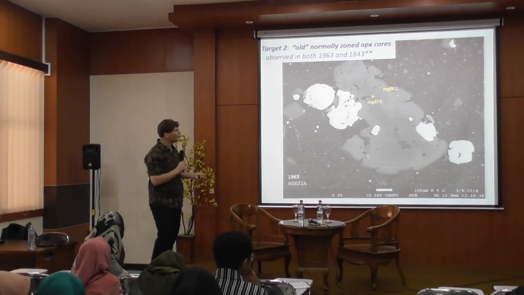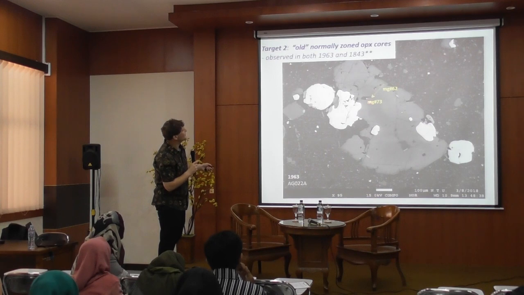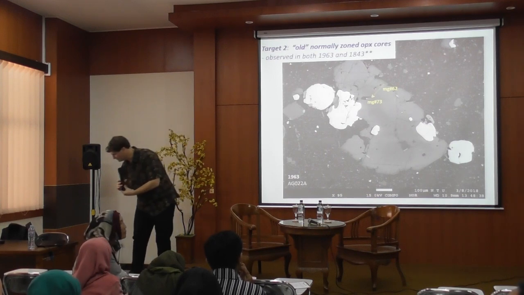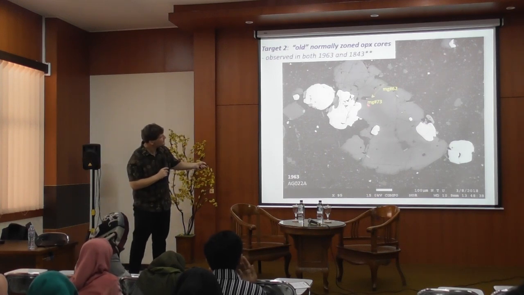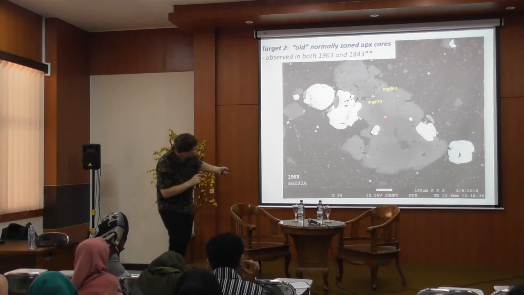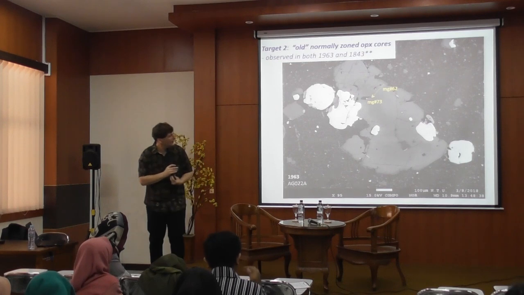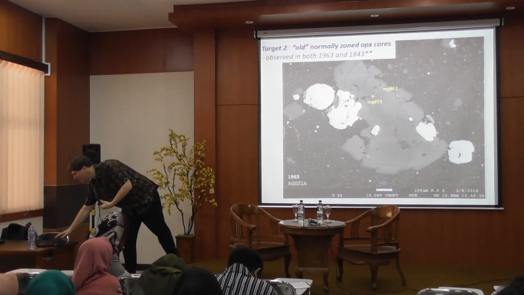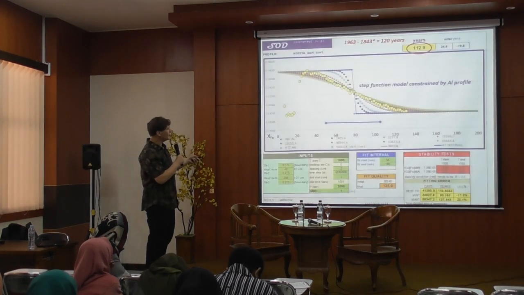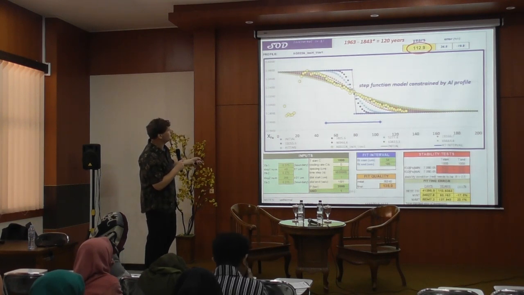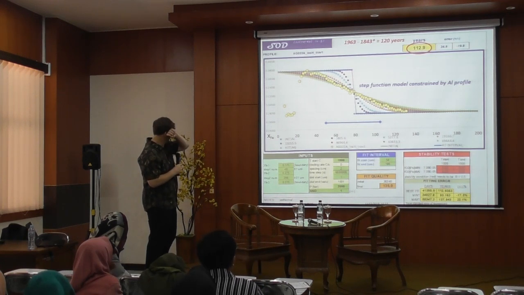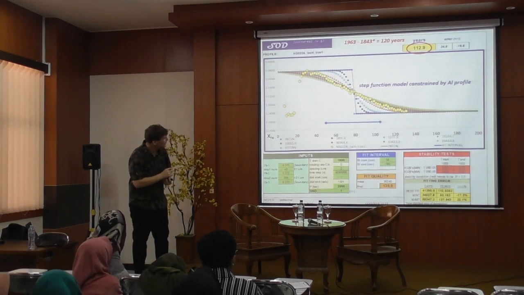We also have some longer time scales here. This is a longer gradient. You can see this crystal zone, it's dark in the middle and then bright here. This would be a longer profile, so if we fit a step function to that, it's more like 113 years. You know, time zero, time one, like that. And we get a best fit of about 112 years.